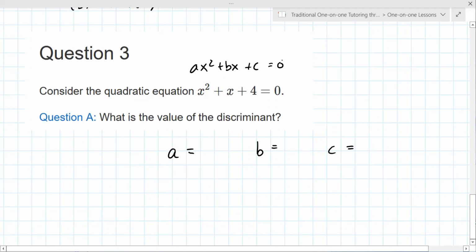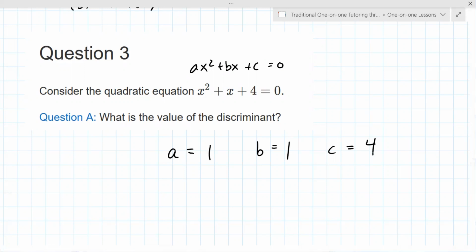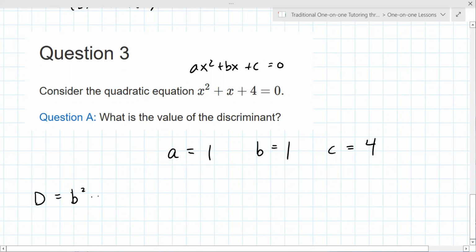Okay, A is 1, B is 1, C is 4. Yes. Very good. Okay, so the formula for the discriminant is B squared minus 4 times A times C. Will you calculate that for me, please?